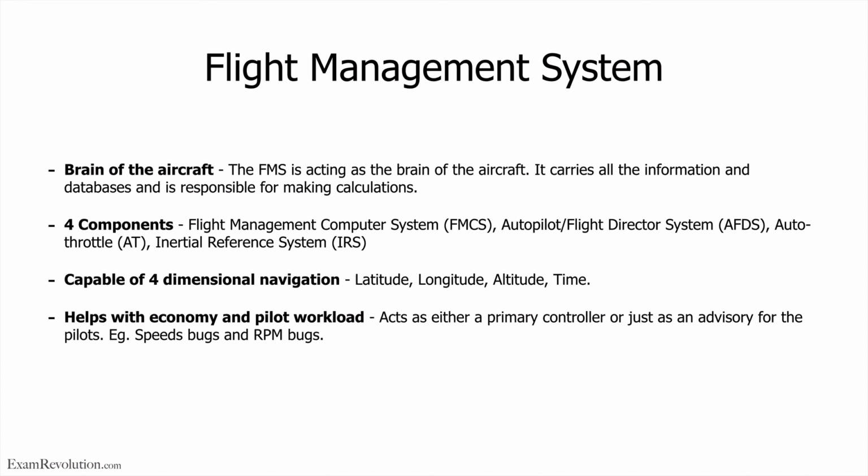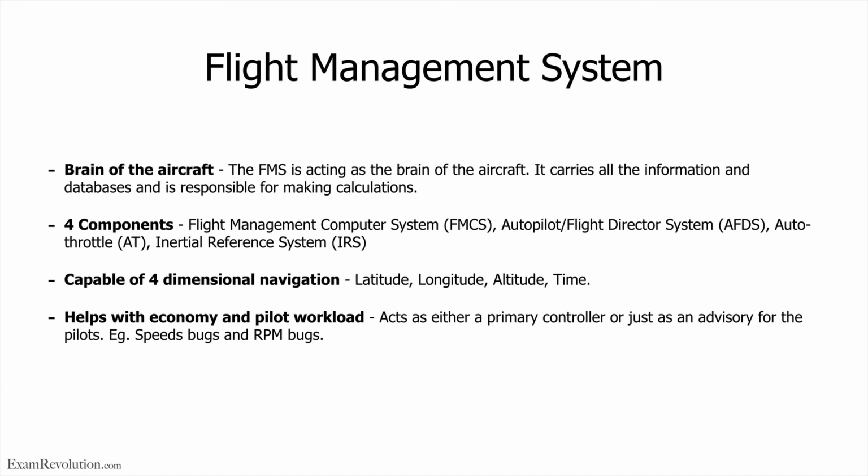Okay, and the flight management system is capable of doing 4-dimensional navigation. So that's latitude, longitude, so north, south, east, west, right? It can do altitude and also time, right? That's why it's called 4-dimensional navigation. So it's got 4 things: latitude, longitude, altitude, and time as well, right?